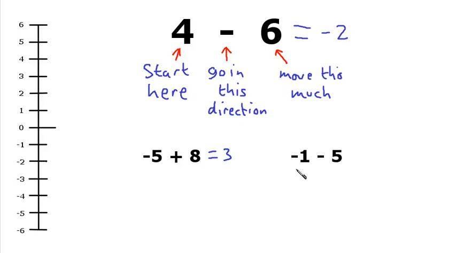In this one, we start at -1, we're going down the number line, and we're going down by 5. So we start at -1, we go 1, 2, 3, 4, 5. So the answer here is -6.